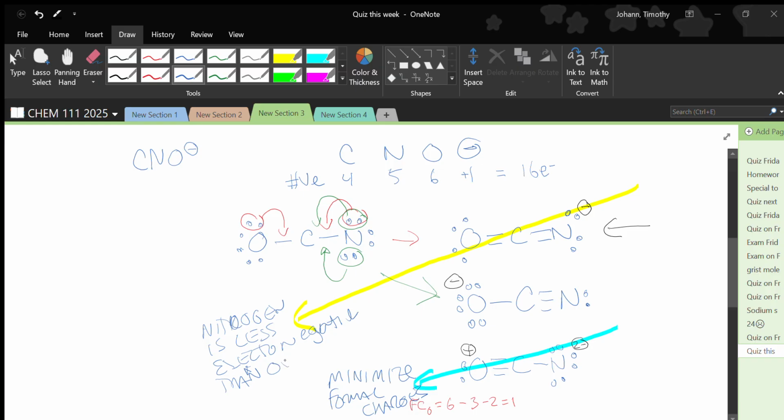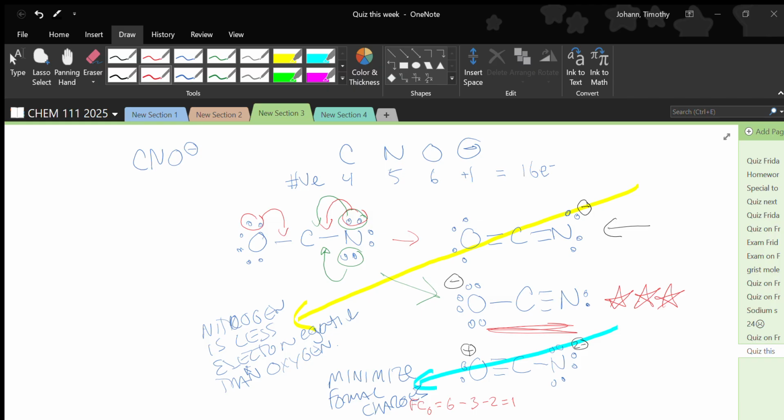than oxygen. So the most electronegative atom is going to get the negative charge, and so what that means is this is our winner. And so if you go back in your notes, I'll make sure that it's clear which one we want. Questions on how that works?